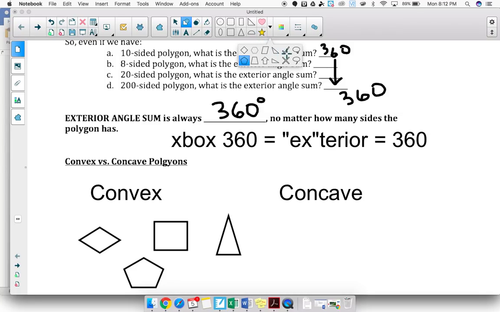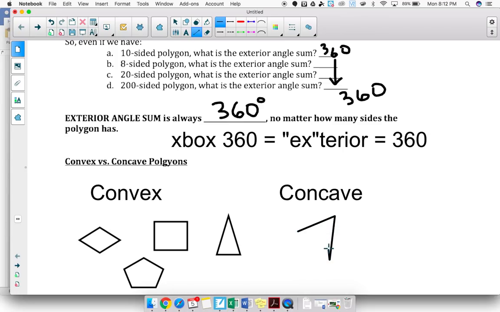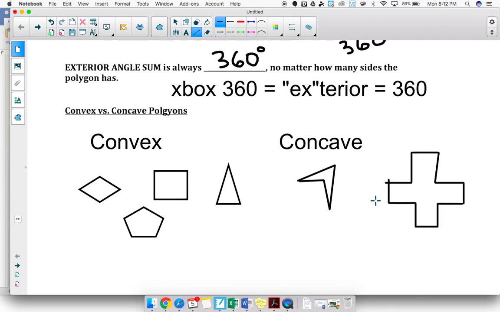So I'll give you some examples of what are considered concave. So concave might be something like this arrow. It might be this, well, it was supposed to look like a cross until I screwed it up. But basically like this cross here.